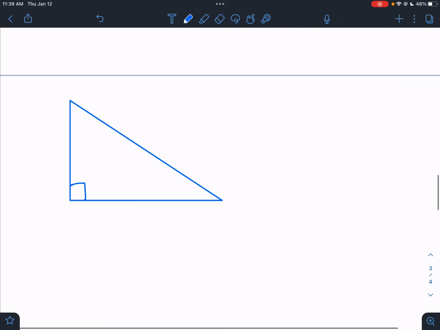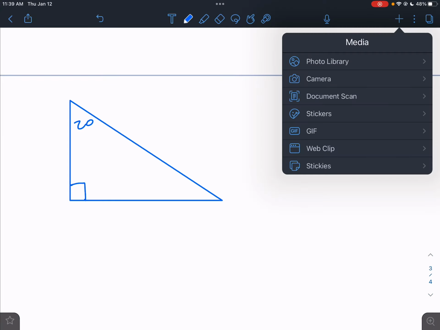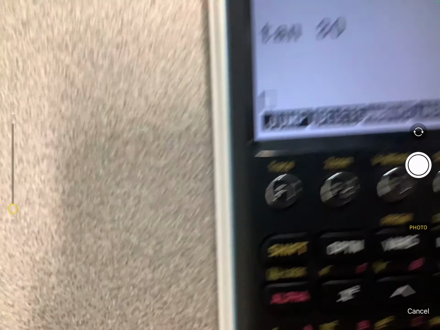Let's talk about actually using ratios to solve problems. So remember, we know every ratio that could possibly exist. So I'm going to make up a situation. Let's say that we have a 20-degree angle, okay? If I type the sine of 20 into my calculator, and I'll show you as we do it.